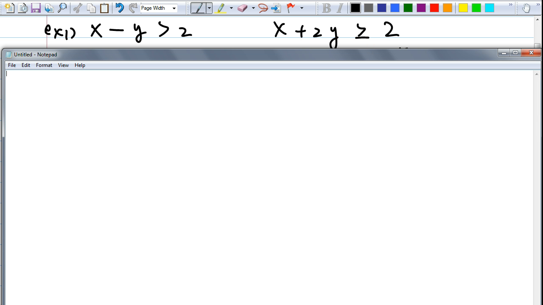So, take a look at then this system of linear inequalities. X minus y greater than 2, and then x plus 2y greater than or equal to 2. As you can see, since we're talking about systems, you have more than one inequality. Okay? So, what should I do with example 1 here, the first inequality? Should I graph it as it is, or should I do something before I will graph? Ryan, what should I do?